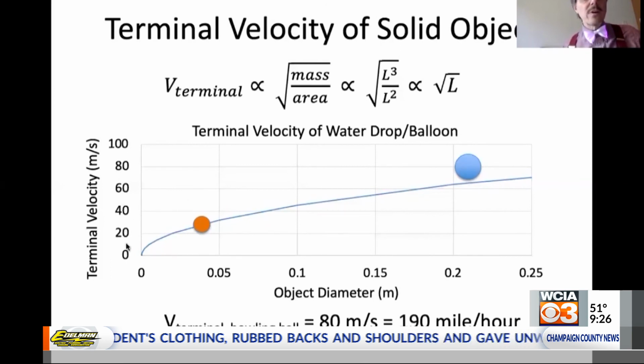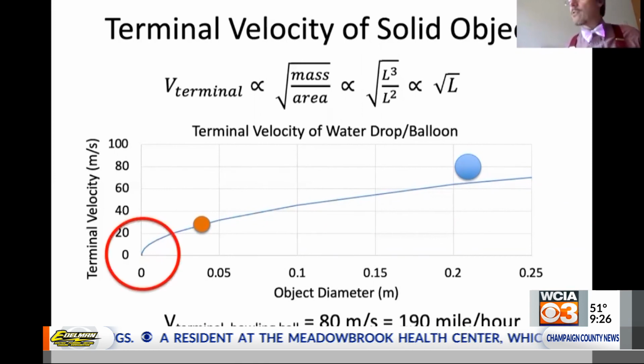Okay, next time we're going to talk about what happens when we have much smaller objects, and we're going to see that this behavior changes in a really extraordinary way, and that's going to be really relevant for explaining all kinds of things. For example, why is it that clouds don't just fall out of the sky? Okay, but for that, you'll have to come back next week.